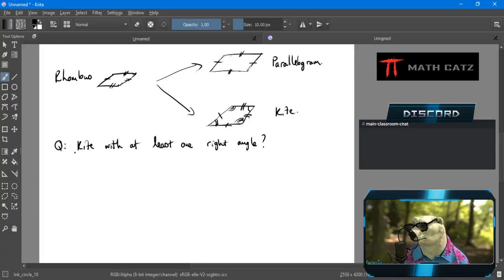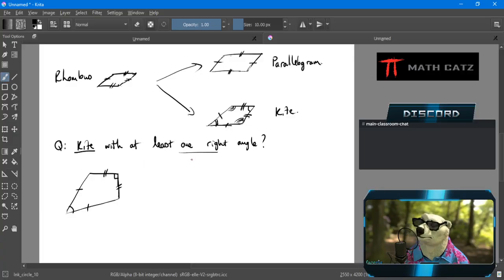So if I'm required to have a kite, and I'm required to have at least one right angle, sure, more right angles and I'm gonna head back to the square. But I just need one. So I can make my square angle here and have these two sides be the same. While still being a kite, I am not restricted to the other angle being the same. That could be a different angle. And I'm still a kite and I have a right angle.